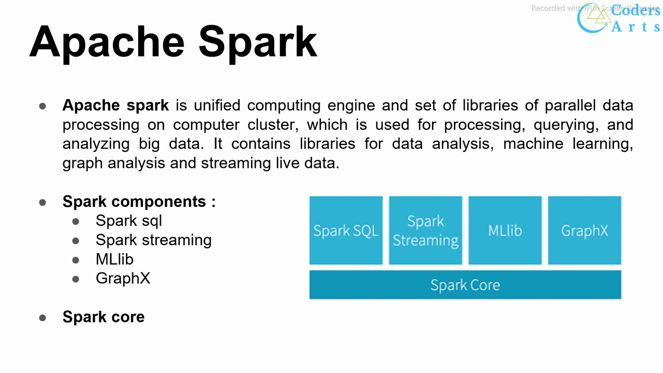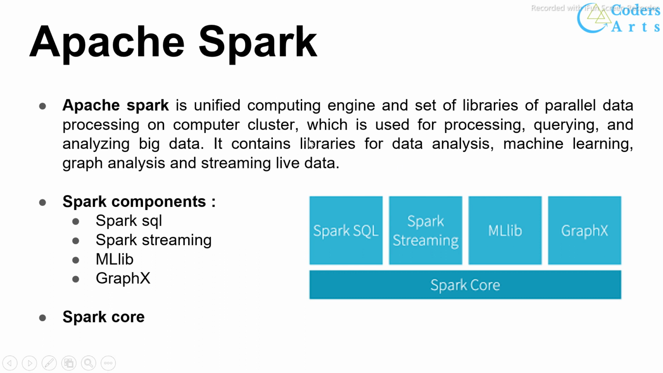Apache Spark. Apache Spark is a powerful framework which is mostly used for real-time analytics and machine learning purposes in the industry. Apache Spark is a unified computing engine that is related to the context of big data. It provides a set of libraries for parallel data processing on computer clusters, and these clusters are used for analyzing, querying, and pre-processing data. It also provides libraries for data analysis, machine learning, graph analysis, and even streaming live data.